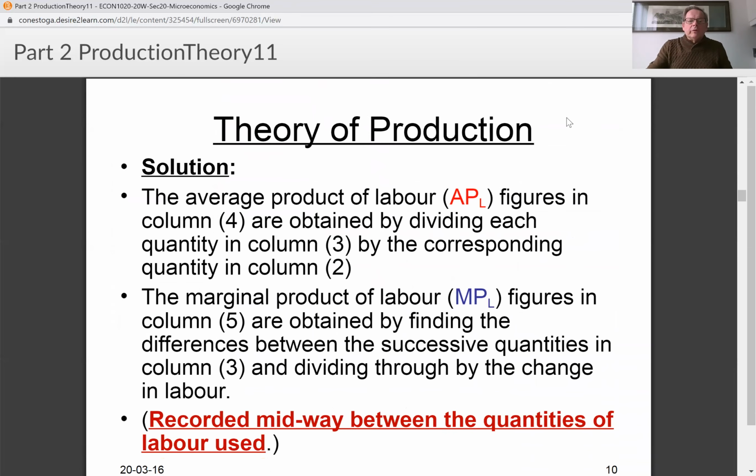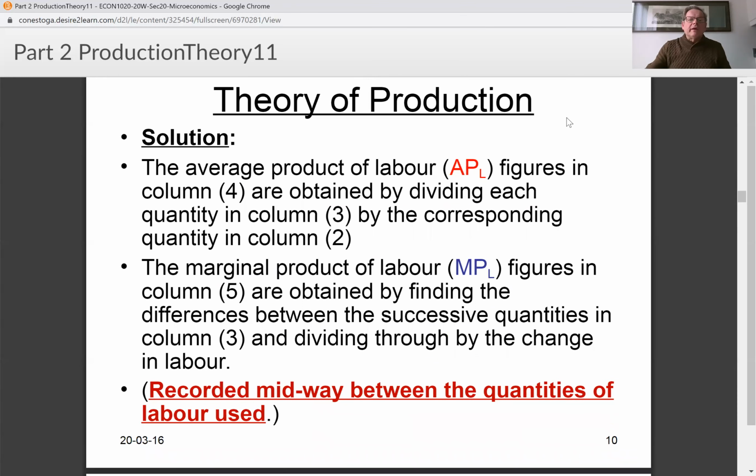So we have here instructions. The average product of labor figure in column 4 are obtained by dividing each quantity in column 3 by the corresponding quantity in column number 2. And the marginal product of labor figures in column 5 are obtained by finding the difference between the successive quantities in column 3 and dividing through by the change in labor. Please highlight and remember, recorded midway between the quantities of labor used.